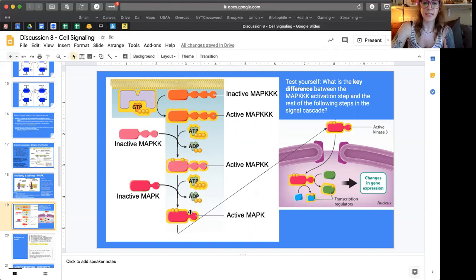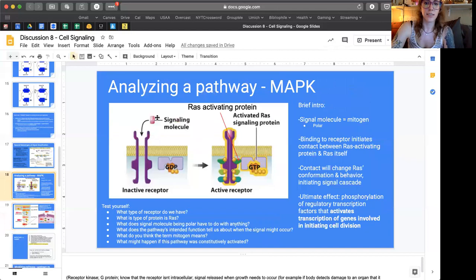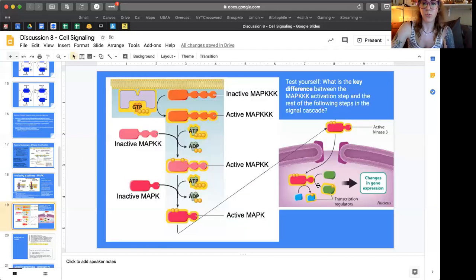And then once this step here is activated, it's going to be able to enter the nucleus and bind transcription factors, and ultimately allow the transcription of those genes involved in mitosis to occur. So ultimately, we can see how we went from just this signal molecule, this mitogen, being bound, all the way through how the actual gene expression is being regulated.